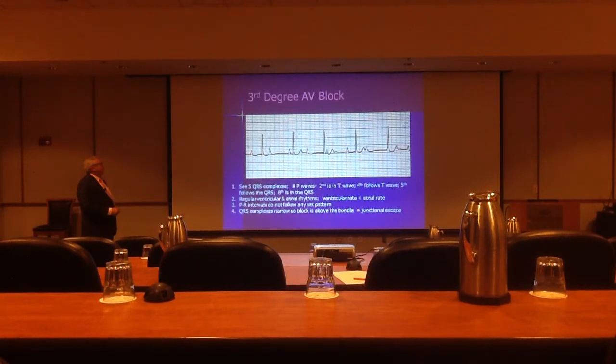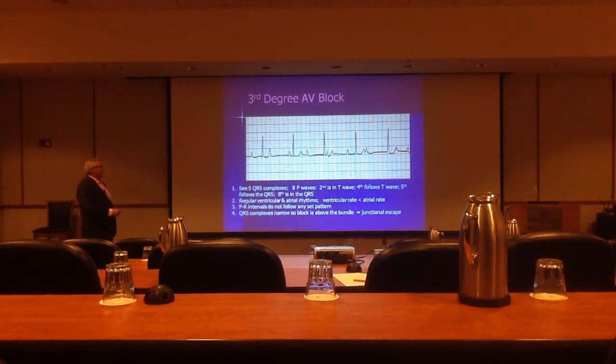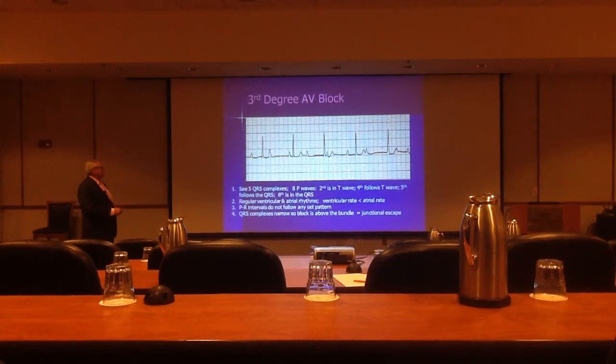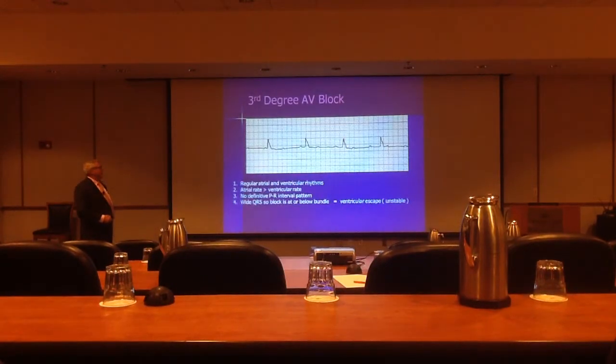So that P to P interval is fixed, and it's faster than the RR interval. There is no fixed correlation between the PR intervals. When you see that, a regular ventricular response, a regular atrial response, where the atrial rate is greater than the ventricular rate, that makes it a third-degree AV block.